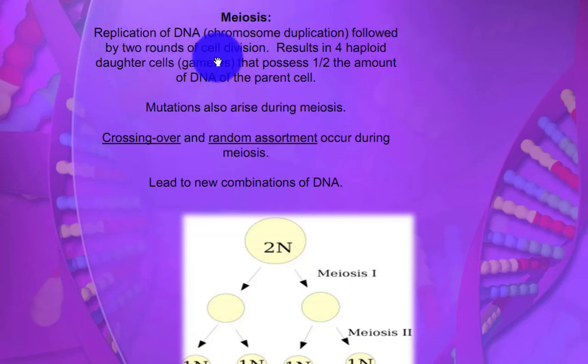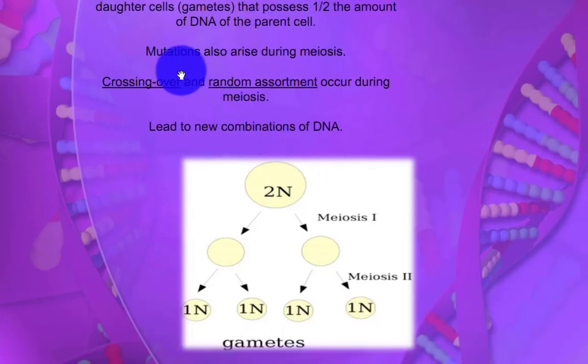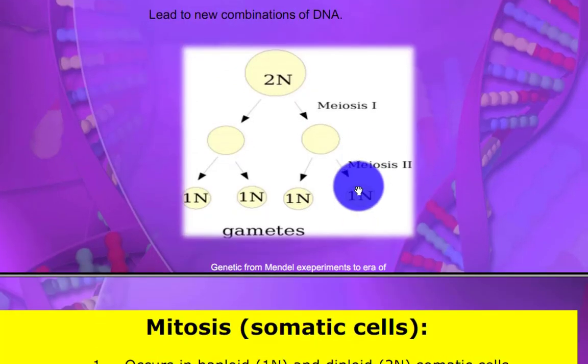Meiosis: replication of DNA and chromosome duplication, followed by 2 rounds of cell division, result in 4 haploid daughter cell gametes that possess half the amount of DNA of the parent cell. Mutations also arise during meiosis. Crossing over and random assortment occurring during meiosis lead to new combinations of DNA. Meiosis.